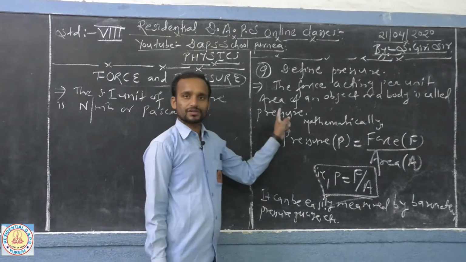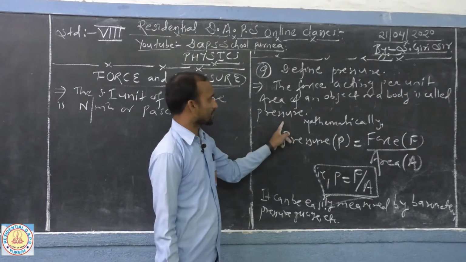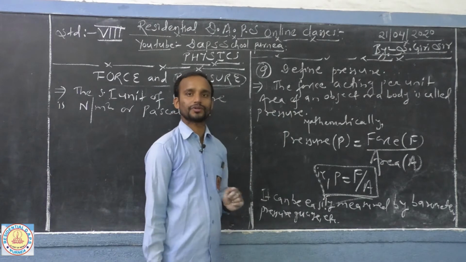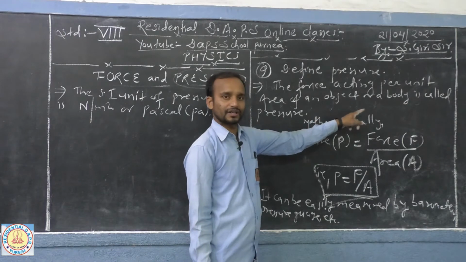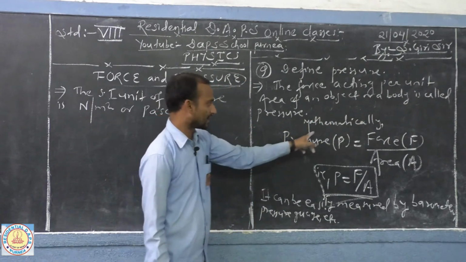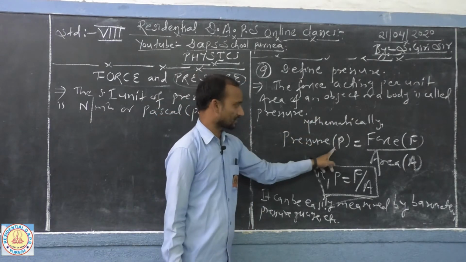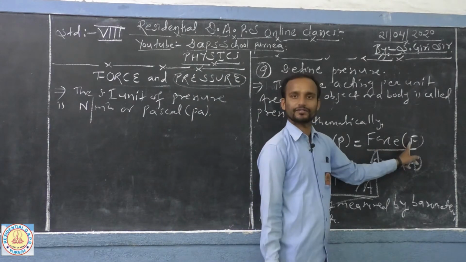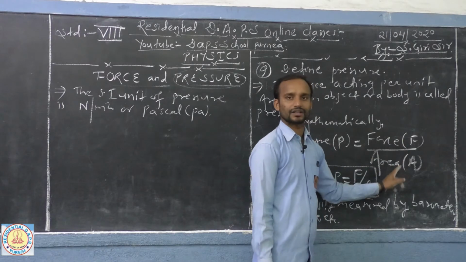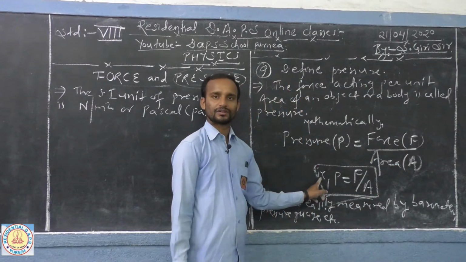So dear students, again let me repeat, what is pressure? The force acting per unit area of an object or a body is called pressure. Mathematically, again I am repeating, pressure, denoted by the symbol capital P, is equal to force, capital F, divided by area, capital A. It is the formula.